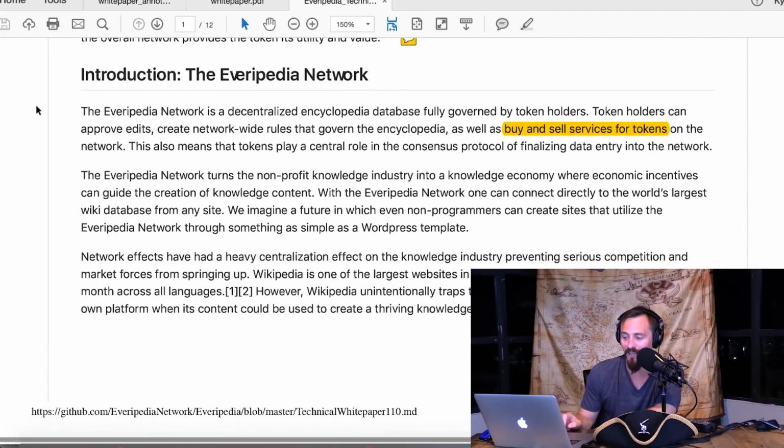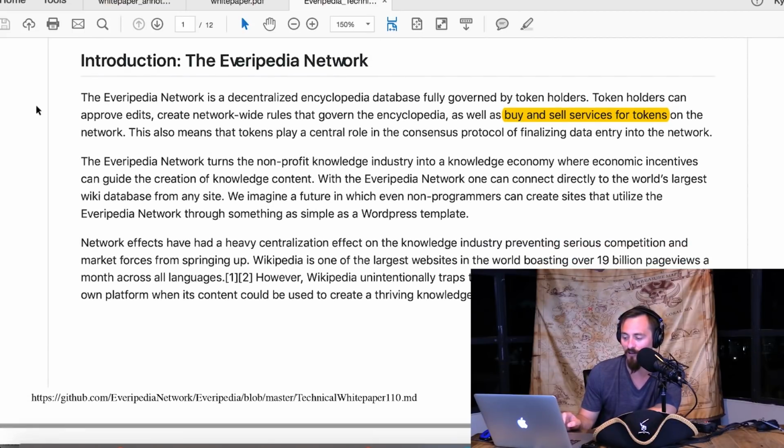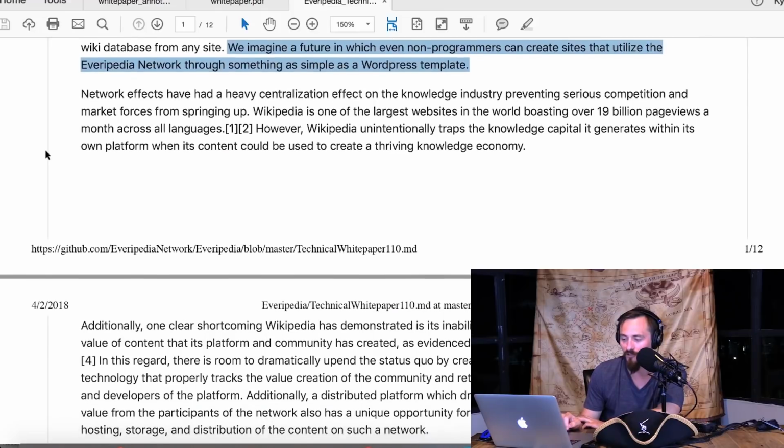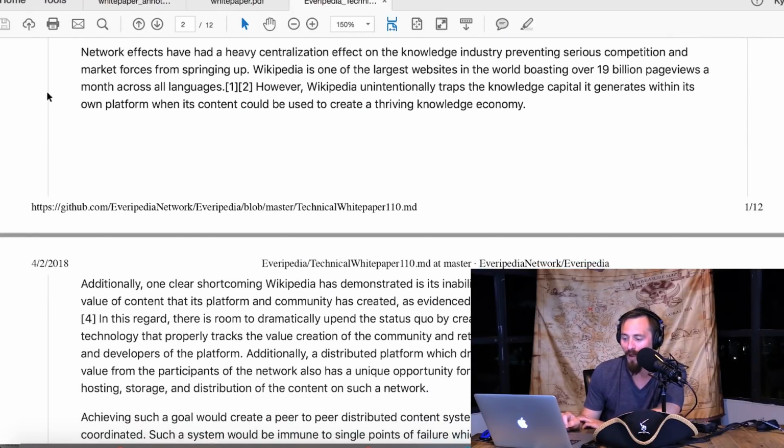So the fact that they explicitly state here that they are looking to create an encyclopedia as part of a network, I think this is absolutely excellent. You can tell that they are very much into the idea of information being free. And yeah, if they could create a good API, that could be used for so many different things. In fact, they actually give an example here. It says, we imagine a future in which even non-programmers can create sites that utilize the Everipedia network through something as simple as a WordPress template. So they are trying to make the data more accessible even to the layman.